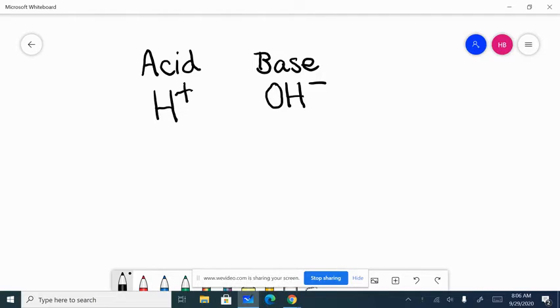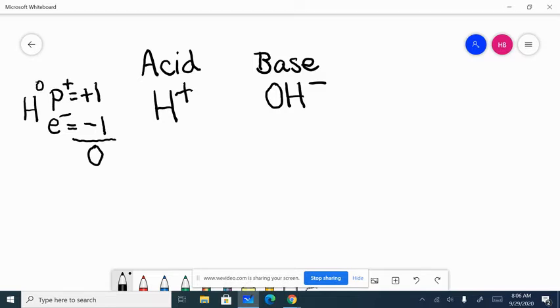Now, let's quickly review what H plus means. Hydrogen is in the first position on the periodic table of the elements, meaning that hydrogen has an atomic number of 1, which means it has 1 proton or 1 plus charge. If you have an atom of hydrogen, that means it's electrically neutral. It has the same number of protons and electrons, and it has 1 electron. This is a neutral atom of hydrogen.